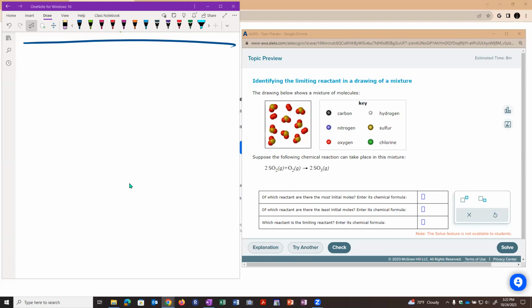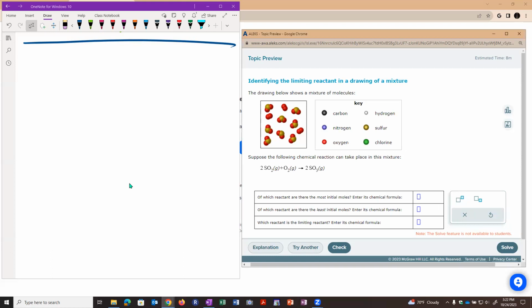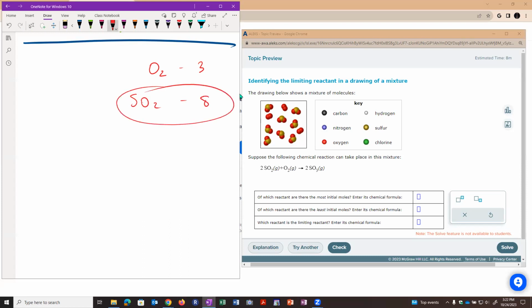So here it's asking you which reactant, either the SO2 or the O2, has the most initial moles. In here, you can think of the number of molecules as being directly proportional to the number of moles. So which one do we have more of, the SO2 or the O2? Well, just by looking at it, we have 1, 2, 3 O2s, right? And then we have SO2s. Let's see, how many do we have? We have 1, 2, 3, 4, 5, 6, 7, 8 SO2. So the greater initial moles would be the SO2. The least initial moles will obviously be the O2, where we only have 3.